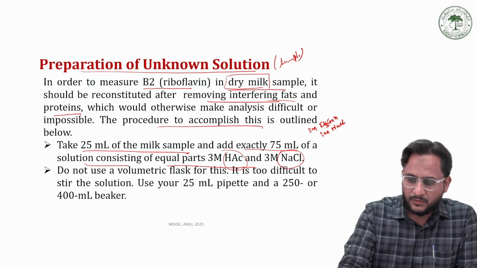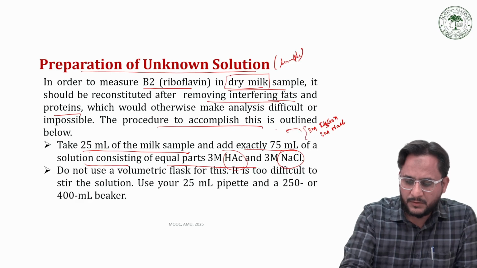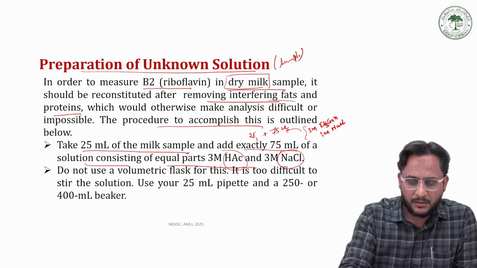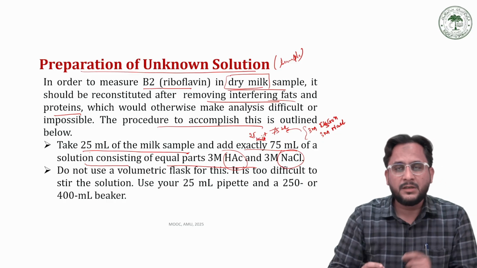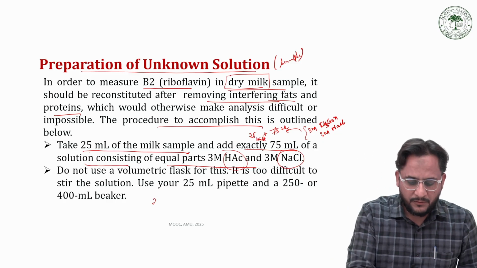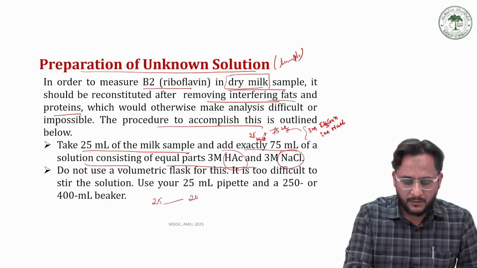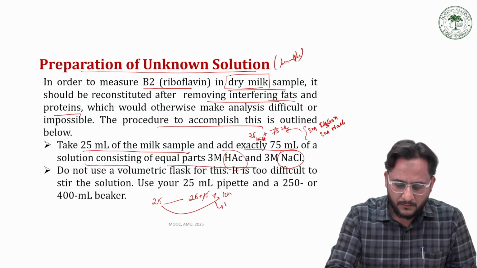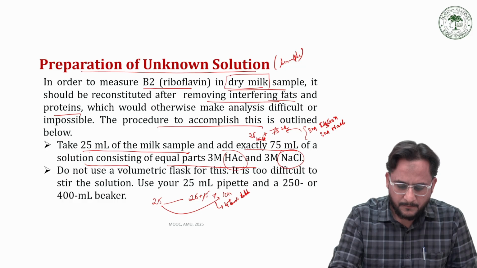So this solution is prepared, and then 75 ml of this solution is added to 25 ml of the milk sample. So the milk sample is diluted 4 times. From 25 ml we are making it 25 plus 75, the total volume becomes 100. So we are taking from 25 to 100 ml, so we are making a 4 times dilution of this sample.